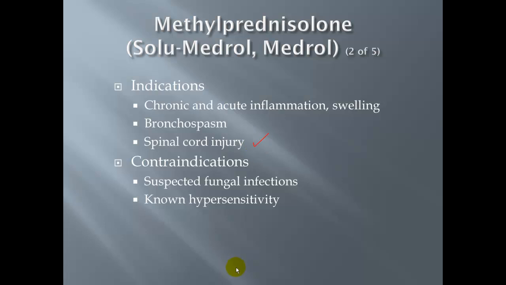Now, there is some evidence out there that using it for spinal cord injury is not exactly the best thing to do, that it gives them a greater chance of having complications later on. Indications: chronic and acute inflammation and swelling, bronchospasm, and spinal cord injury. Contraindications: suspected fungal infection. Very simply, this is going to suppress the immune system, and if you have a fungal infection, your immune system isn't what it should be to begin with. And then known hypersensitivity.